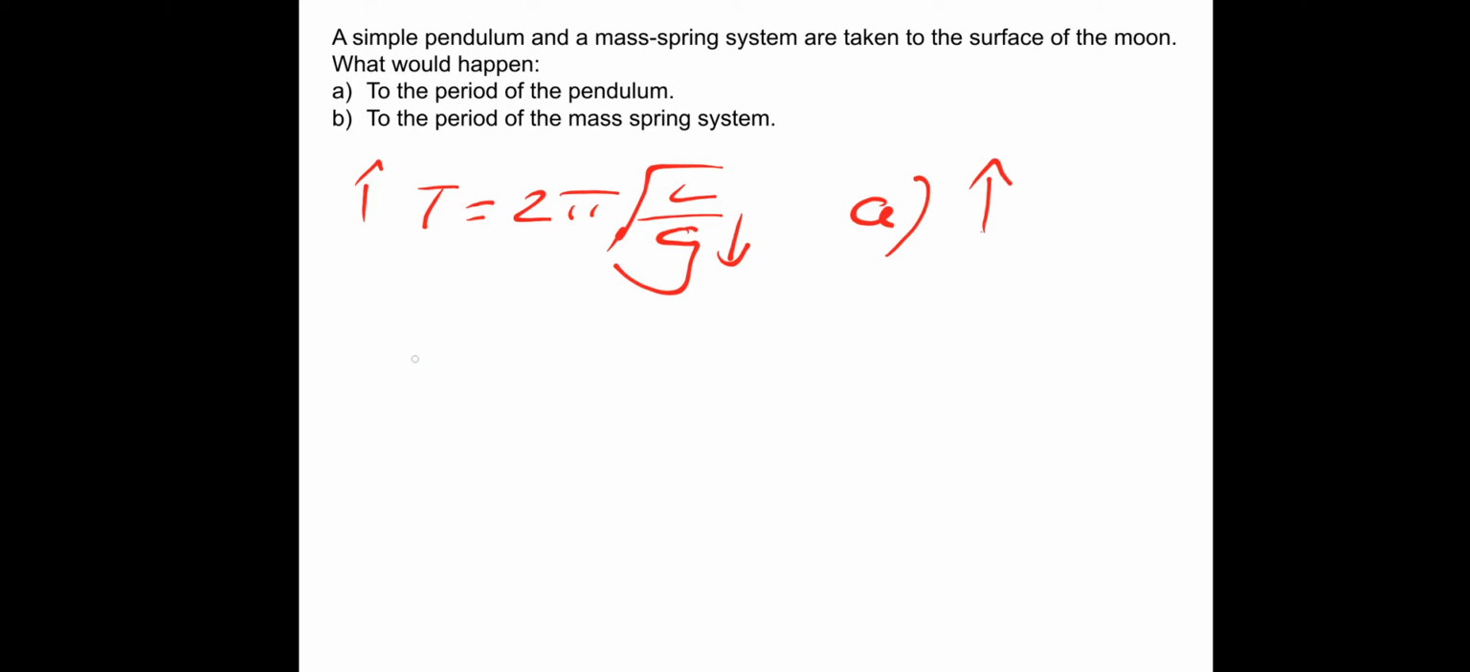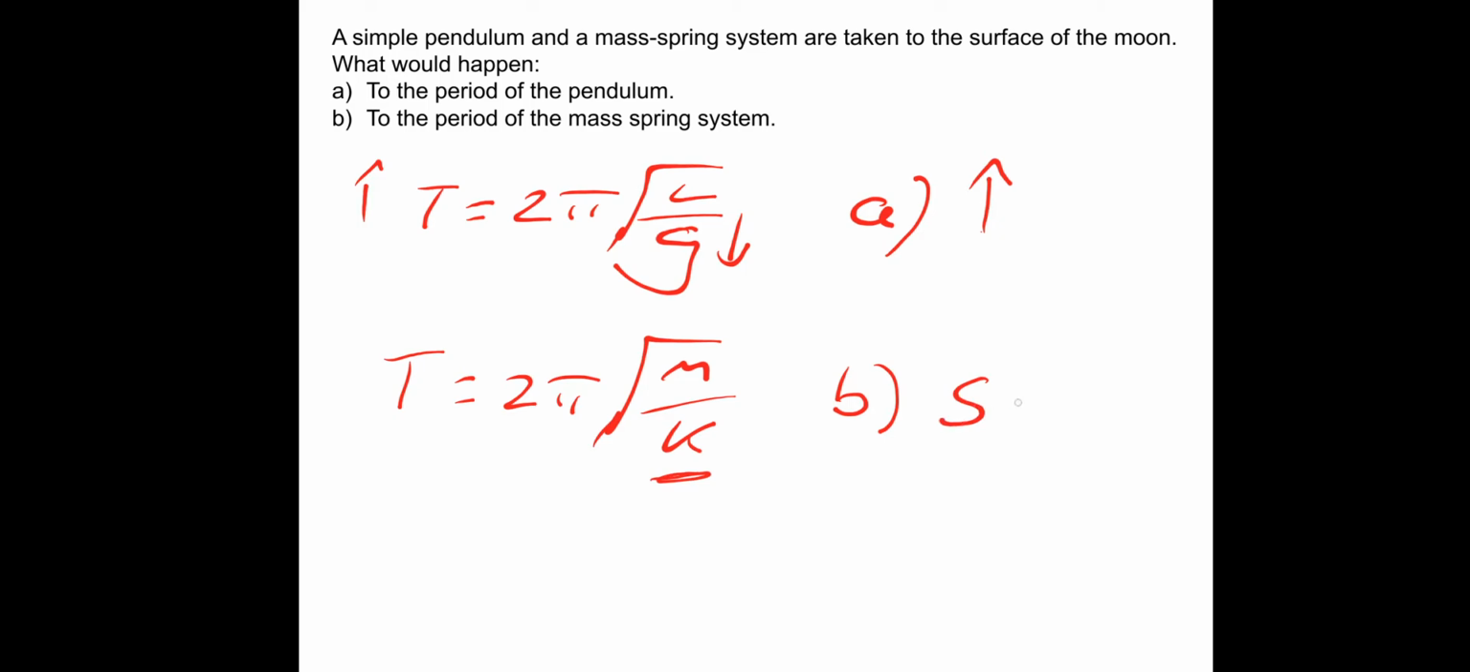Period of the mass spring system, so we looked at this last lesson. T equals 2 pi root m over k. The spring constant is not affected by the gravitational field strength, so the time period will not change, it will be the same. Pretty straightforward, but a common exam question. Let's have a look at the next one then.